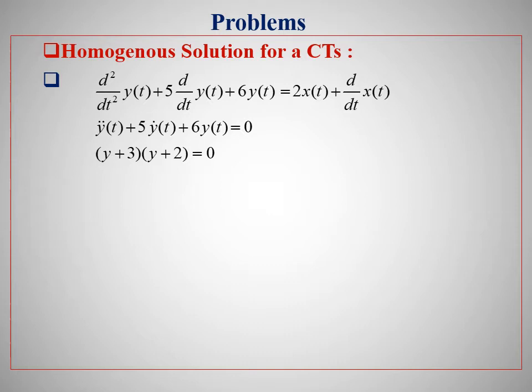So the solution of this is got as r squared plus 5r plus 6 equal to 0, that is (r plus 3)(r plus 2) equal to 0. So the roots are obtained by equating these two factors to 0. r1 is going to be equal to minus 3 and r2 is going to be equal to minus 2.